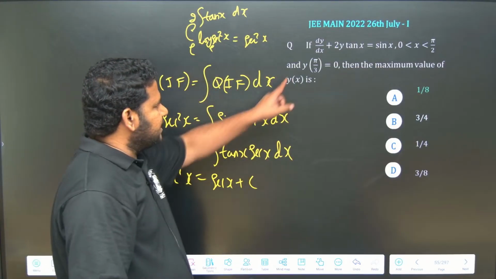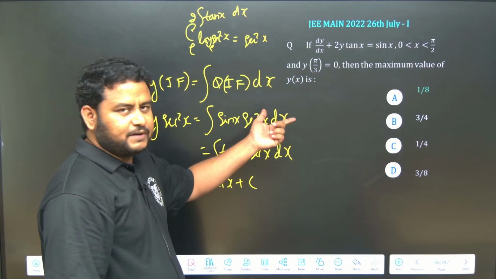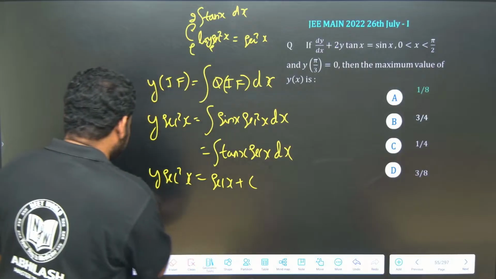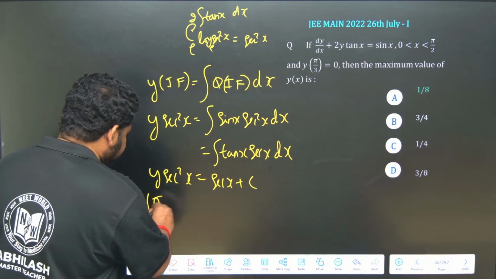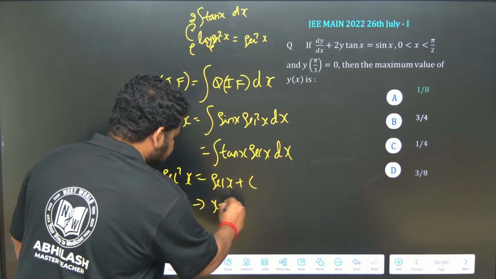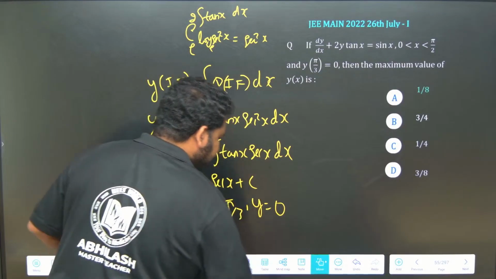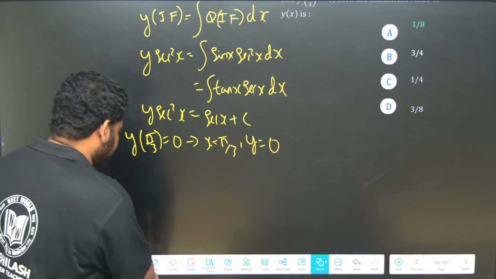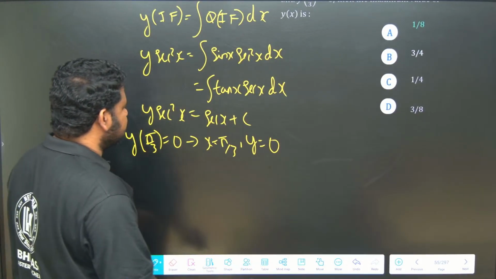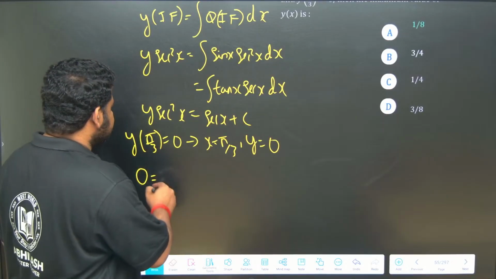Now they are telling that y of pi by 3 is equal to 0. So that means when x is equal to pi by 3, y is equal to 0. These are the values I have to put here. So when I put y is equal to 0, the LHS completely will become 0. What will I get on the RHS?